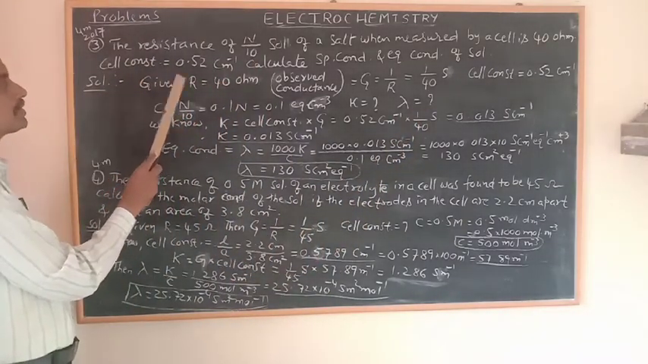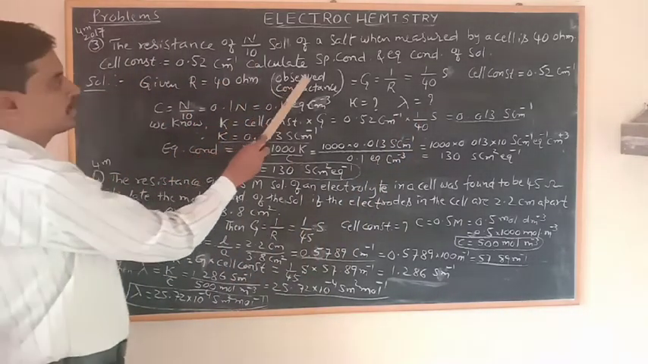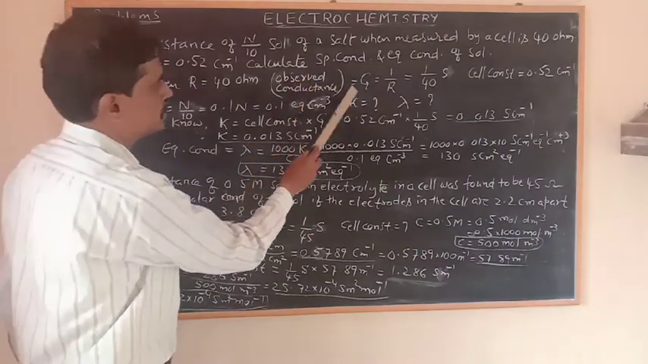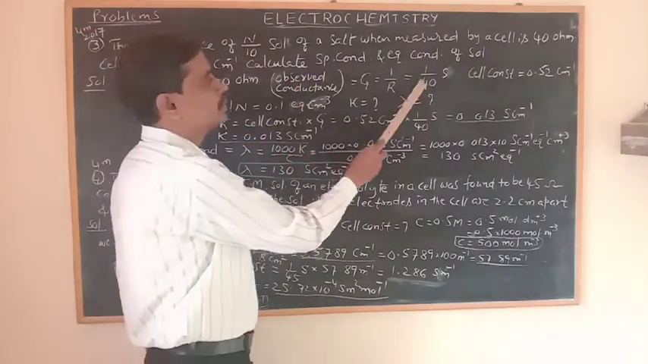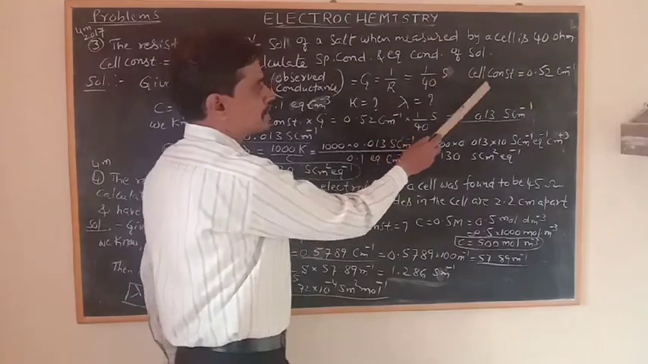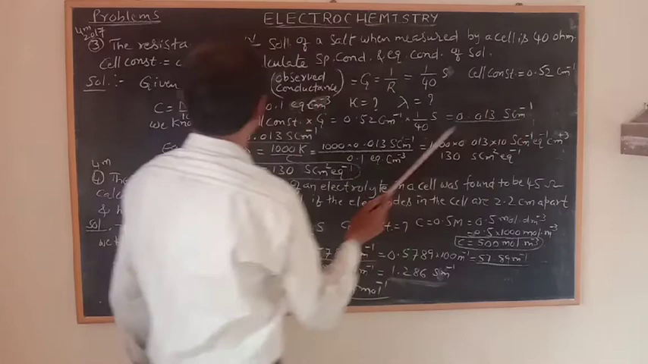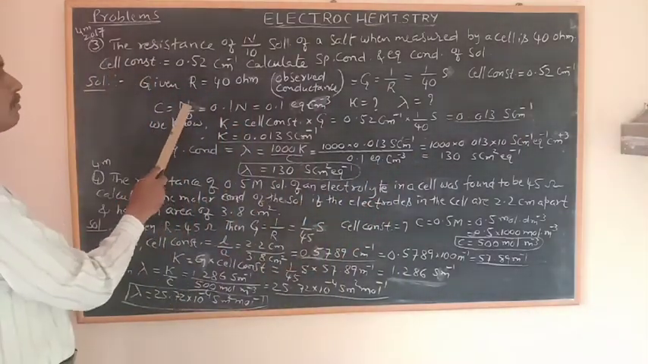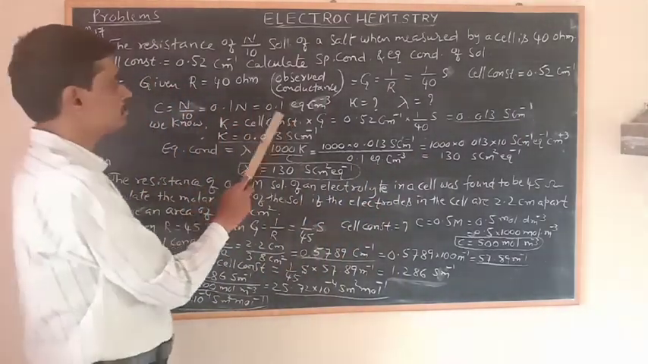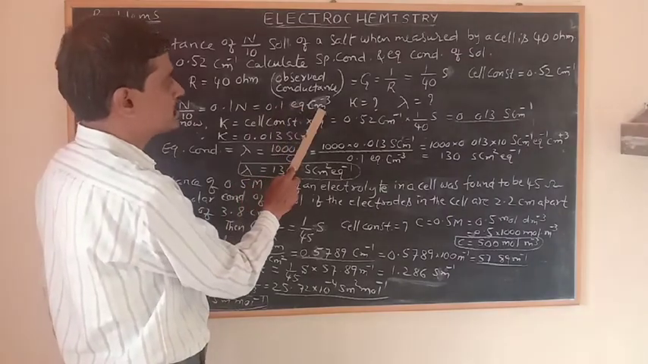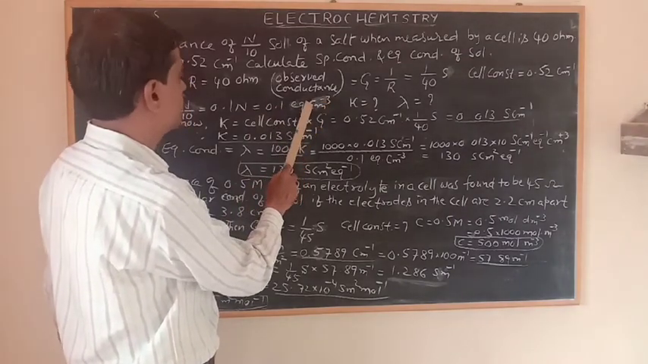Given in this case R is equal to 40 ohm. So here we have to take the observed conductance G is equal to 1 by R, which is 1 by 40 Siemens. Cell constant is given as 0.52 per centimeter. Concentration C is equal to N by 10, meaning 0.1 N, so 0.1 equivalent per cm power minus 3, according to the definition of normality.